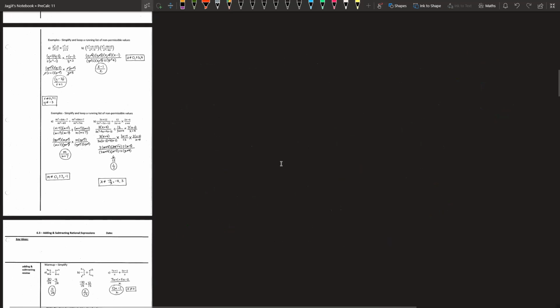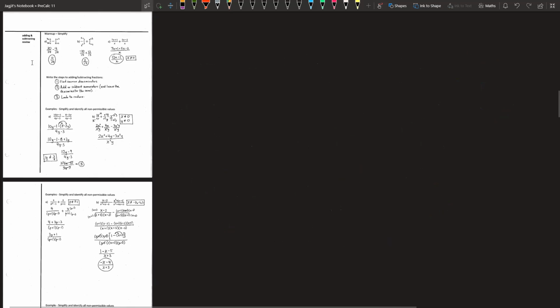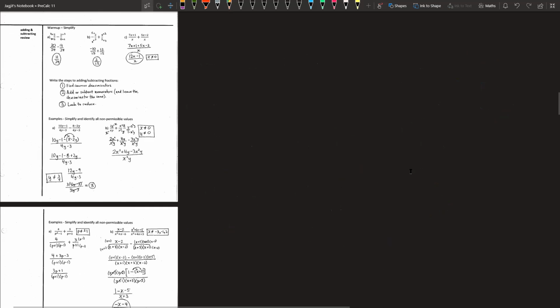Okay, good. Make sure you practice these questions afterwards, okay? Now we're going to do addition and subtraction. Before we get to that, let's talk about some simple fraction questions.